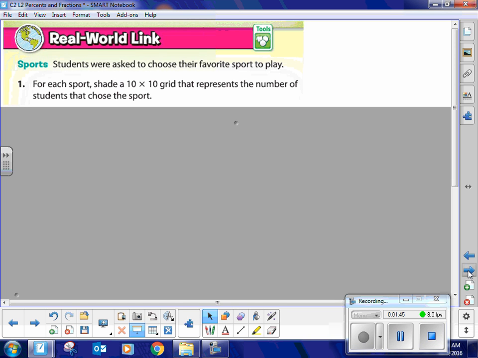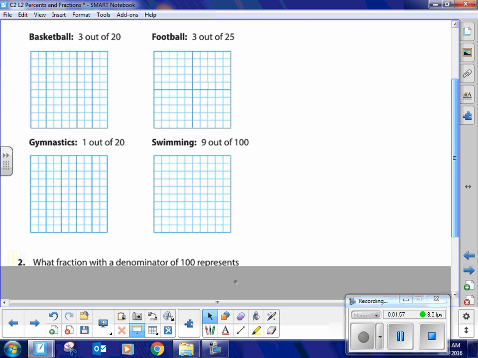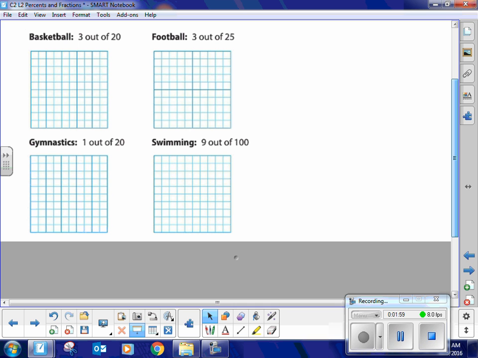Students were asked to choose their favorite sport to play. For each sport, shade a 10 by 10 grid that represents the number of students that chose the sport. Okay, now, I'm going to go ahead and open this up so that we can see this. All right. Now, I don't know if you can see, but these things have been kind of split apart for us a little bit. Okay? And I'm going to draw with my black pen here how it's supposed to be split apart.